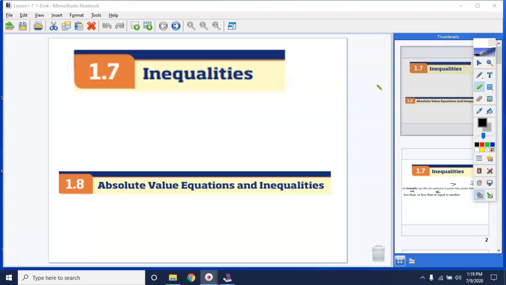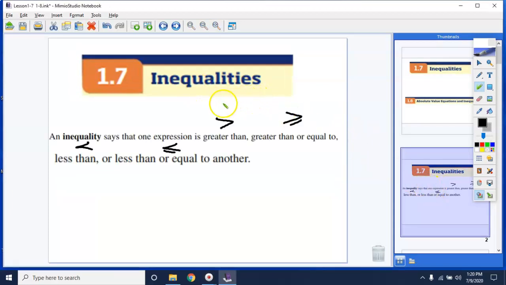Hello everyone, in this video I'm going to cover lesson 1.7 and 1.8 as you see here. Let's get started with lesson 1.7, inequalities.